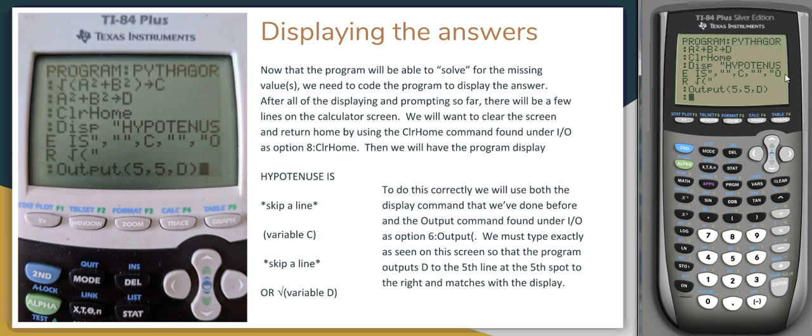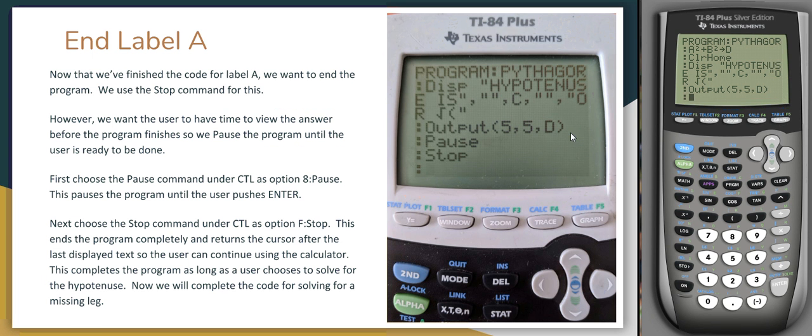As long as you type this all in exactly like this, output 5, 5 with D will put this variable D right after the square root part. In fact, it'll overlay it on top of this parenthesis, so we won't even have to close our parentheses. It'll just start the number right there and continue.